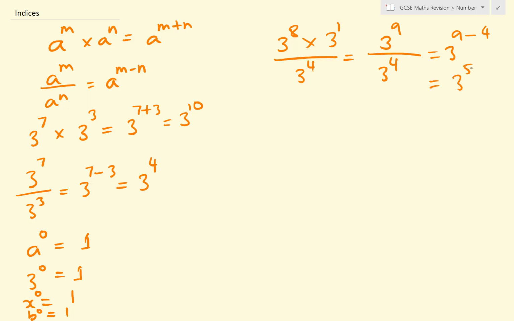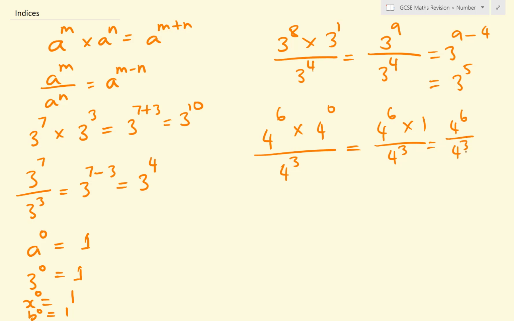Now let's have a look at another exam question. So let's simplify the top section first. So we know that 4 to the power of 0 is going to be 1. So if you times anything by 1, it's going to be itself. So 4 to the power of 6 times by 1 divided by 4 to the power of 3. So that will give us 4 to the power of 6 times by 1 is 4 to the power of 6. And then divided by 4 to the power of 3. Now according to the division rule, we are going to take away the powers. So 4 to the power of 6, take away 3, that will give us 4 to the power of 3.